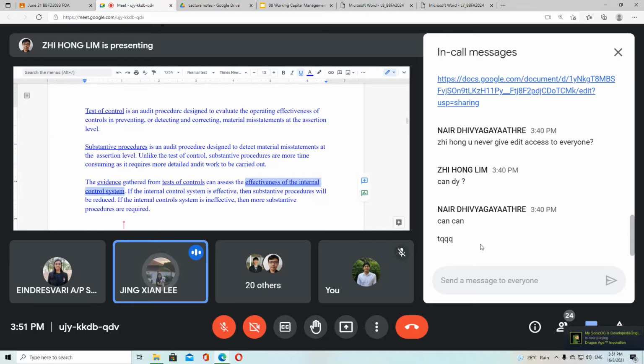So if the internal control system is effective, then the substantive procedure will be reduced, which means we can test fewer transactions. And if it is ineffective, then we need to inspect more documents, and the substantive procedure will increase. That's all.